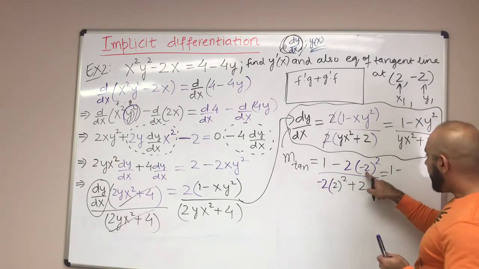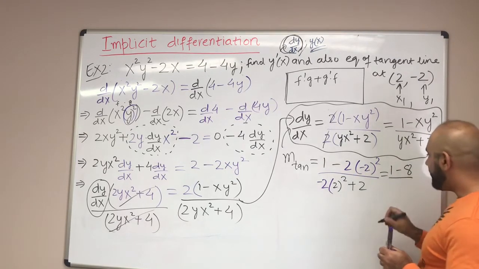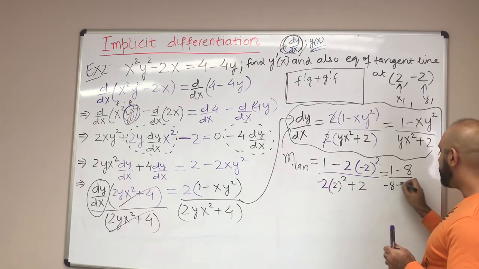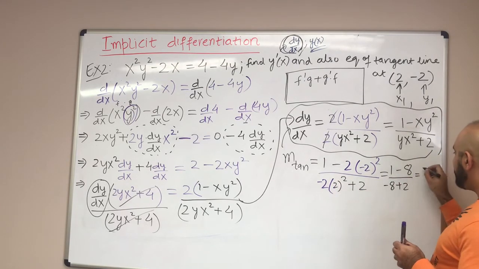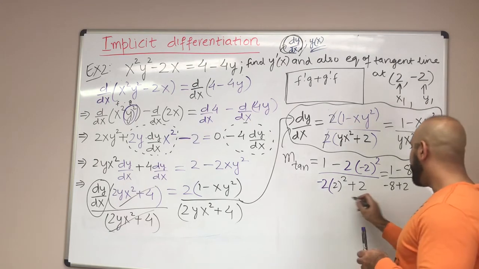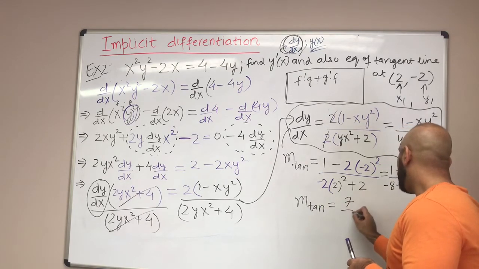1 minus, guys, negative 2 squared is 4, and 4 times 2 is 8, so it's 1 minus 8 divided by 2 squared is 4, 4 times 2 is 8, but it's going to be negative 8 plus 2. When I simplify this, 1 minus 8 is negative 7, negative 8 plus 2 is negative 6, negatives will cross out. So what do I have? I have m tangent, the slope, is 7 over 6, right?